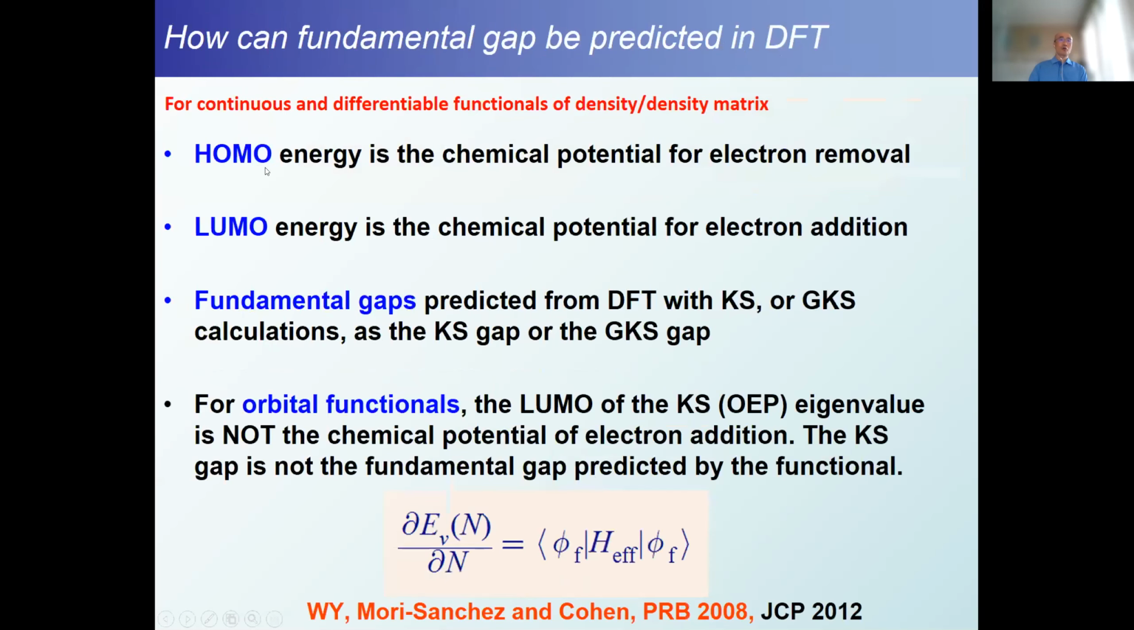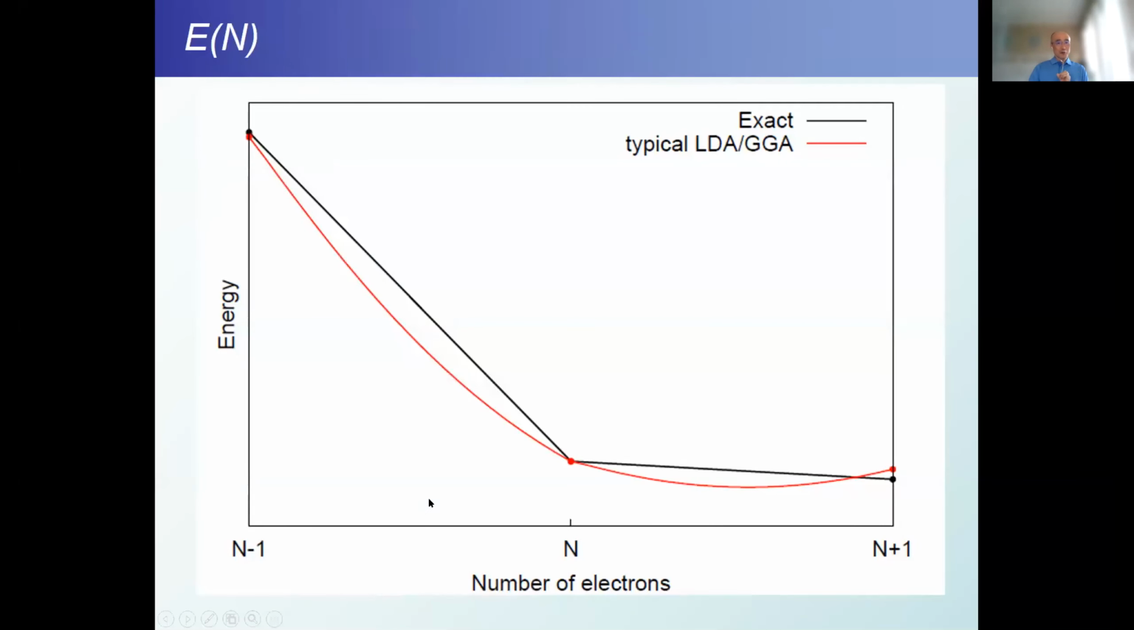Okay, so to conclude, the HOMO energy is the chemical potential for taking an electron away. The LUMO is the chemical potential for electron addition, and the fundamental gap is related to the Kohn-Sham gap, or the generalized Kohn-Sham gap. However, that sounds too good, because then why don't we get good results out of the HOMO and LUMO? Well, DFT has systematic errors.